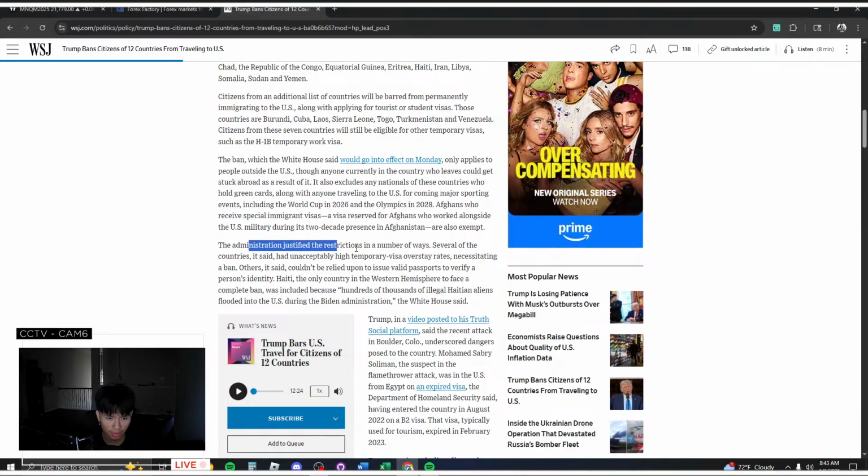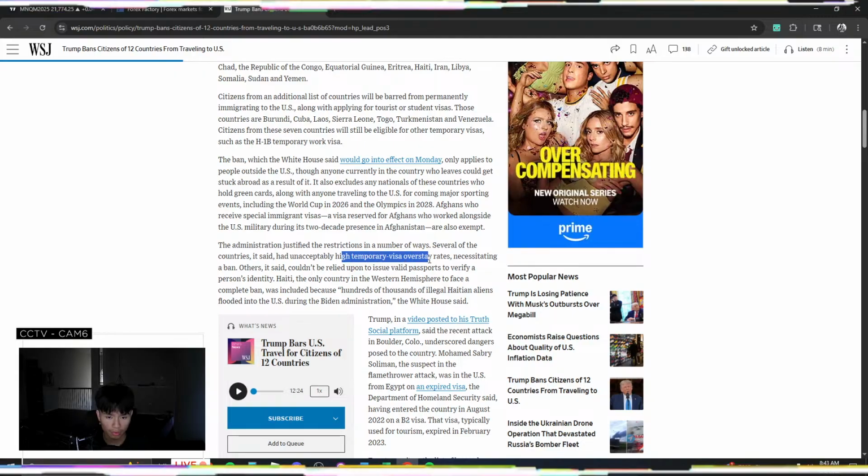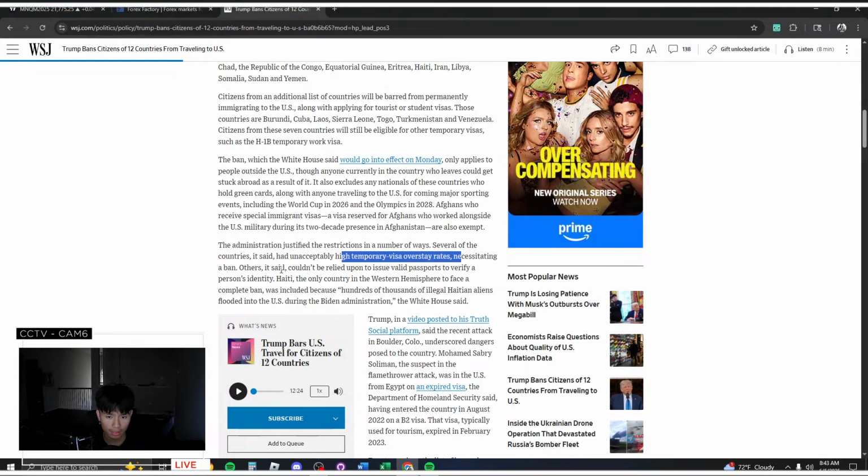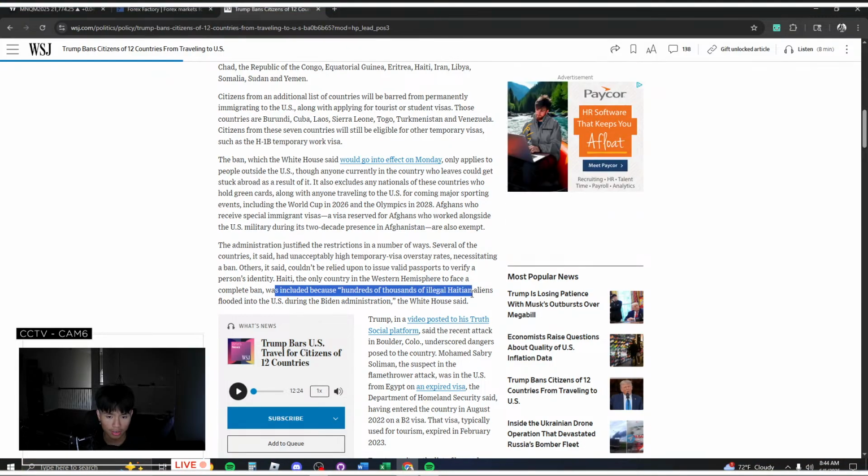The administration justified the restrictions in a number of ways. Several of the countries it said had unacceptably high temporary visa overstay rates, necessitating a ban. Others, it said, couldn't be relied upon to issue valid passports to verify a person's identity. Haiti, the only country in the Western Hemisphere to face a complete ban, was included because hundreds of thousands of illegal Haitian aliens flooded into the United States during the Biden administration.